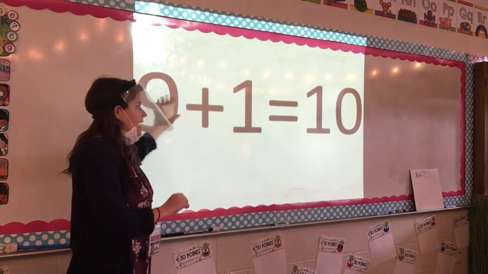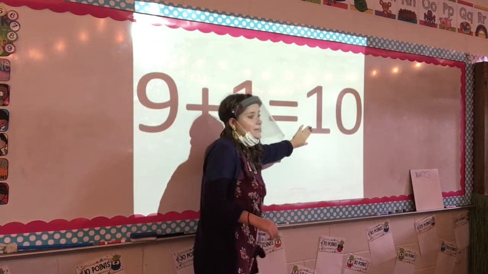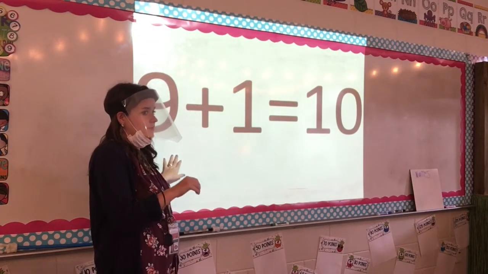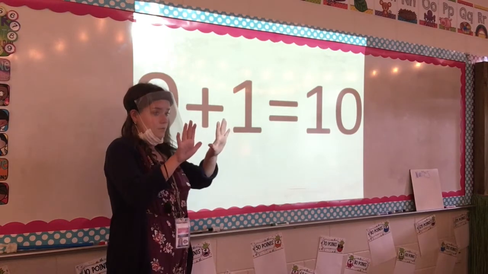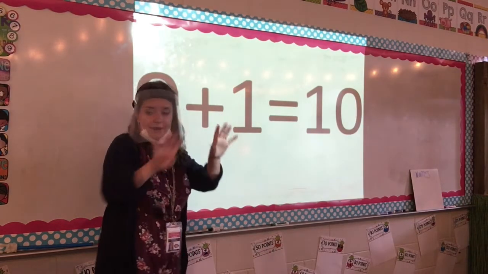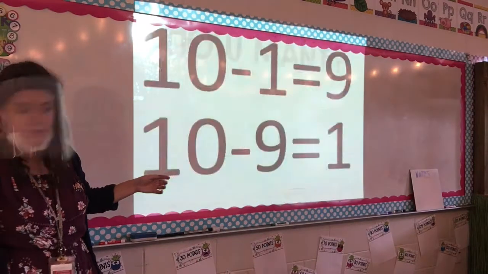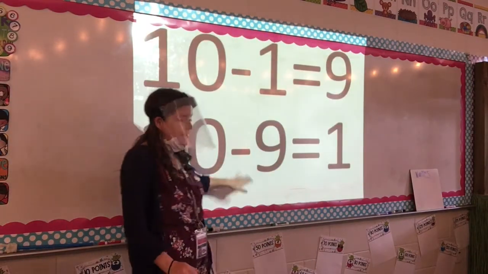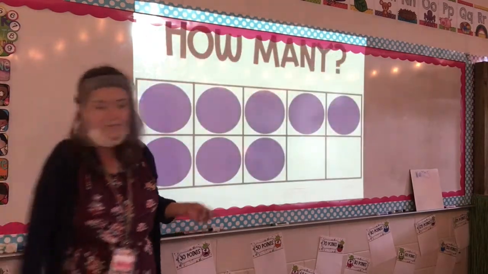So remember, 9 plus 1 equals 10, 10 is my total, and if I'm subtracting, then the total will be first. Aiden? You have 10, take away 1, equals 9. You got it, Aiden. 10 minus 1 equals 9, or 10 minus 9 equals 1. Now let's try this one.